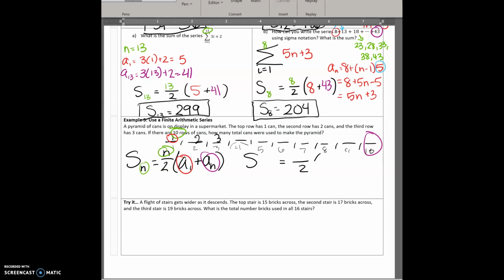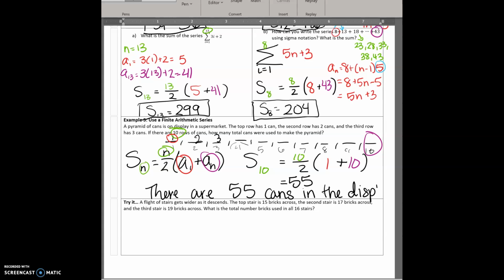So S and then this is the part that's always there, right? And then we just plug in. So we have n is 10. We said our first term is 1 and our last term is 10. And then we just solve that. So that would be 5 times 11. So 55. So there are 55 cans in the display. Go ahead and try the next one.